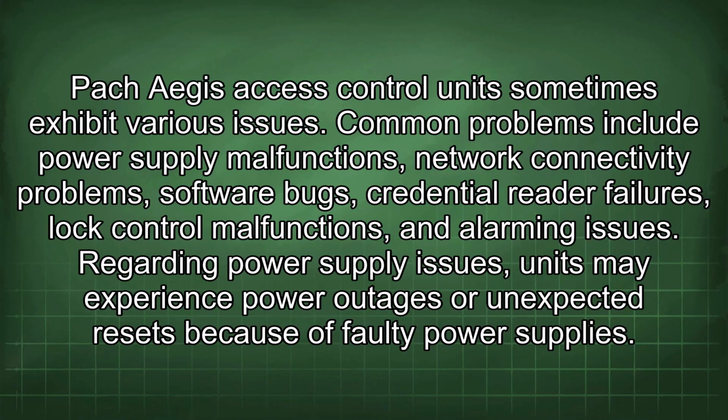Pach Aegis access control units sometimes exhibit various issues. Common problems include power supply malfunctions, network connectivity problems, software bugs, credential reader failures, lock control malfunctions, and alarming issues. Regarding power supply issues, units may experience power outages or unexpected resets because of faulty power supplies.